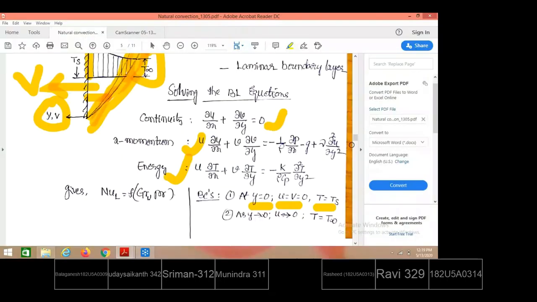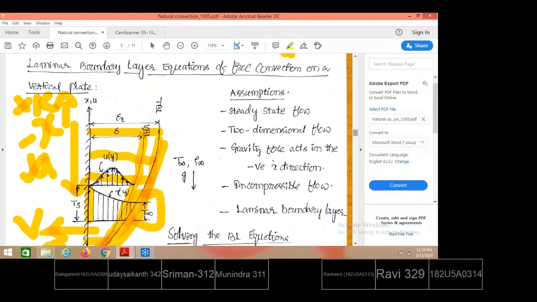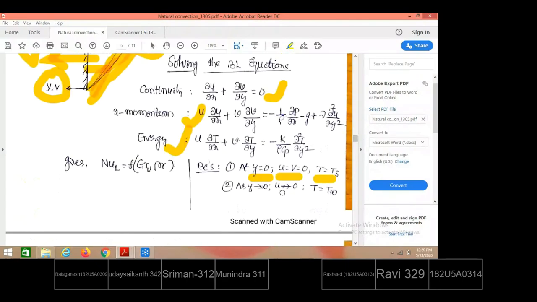Y equal to infinity means far away from the plate, either to the left side or right side. Far away from the plate there is no movement of the air. That is why velocity is approaching 0. But away from the plate, at what temperature is the fluid considered? T equal to atmospheric temperature, or T infinity. That is the set of boundary conditions we have considered, and the equations are solved subject to these boundary conditions.